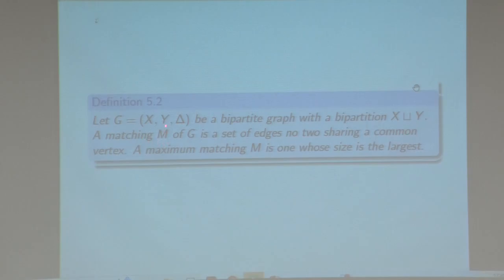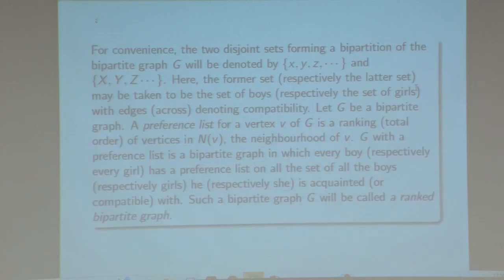Throw in one more definition. That is a standard notation for a bipartite graph. X is one part, Y is the other part, delta is the set of edges between X and Y. A matching is a set of edges, no two sharing a common vertex. The maximum matching is one whose size is the largest, numerically largest. That is called the maximum matching. I am going to have to skip some technicalities here, so you can read them, I will give references then.